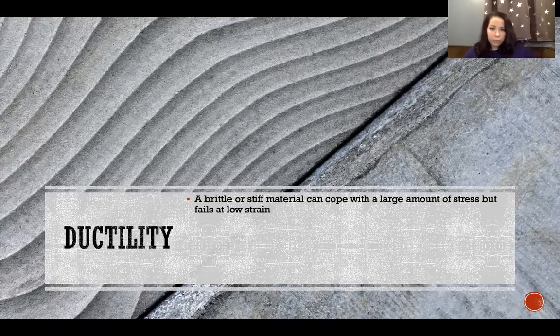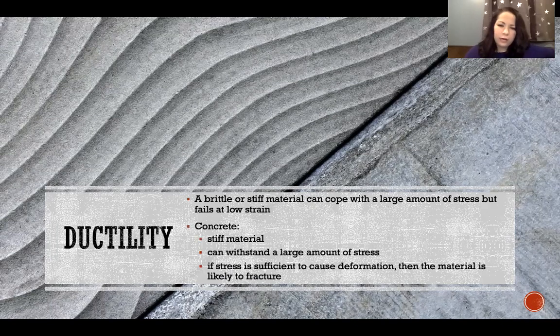So a brittle or stiff material on the other end of the spectrum would be one that can cope with a large amount of stress and fails at low strain. So if it starts to deform at all, then it would cause the material to fail. So that's like concrete. So it's a very stiff material, can withstand a large amount of stress. It takes a huge amount of stress before we cause concrete to fail. But if the stress is sufficient to cause deformation, then the material is likely to fracture. So if the force is great enough that it causes the concrete to change in shape, which is the deformation or the strain, then likely that change in shape is going to be a fracture of the material.